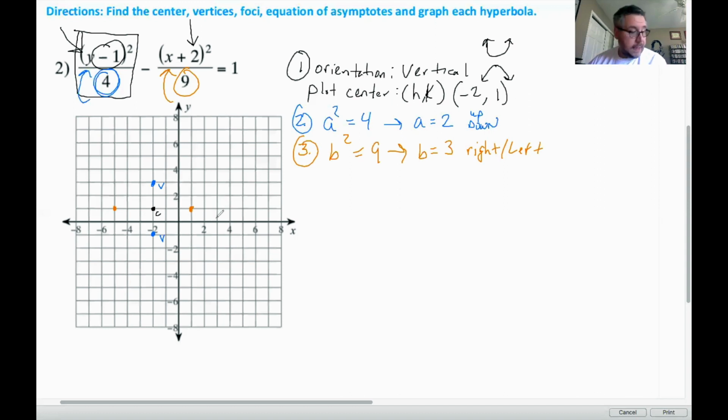Next, we're going to put in the X box and sketch the asymptotes. So let me switch colors again. All right. Step 4, we're going to put in the X box.